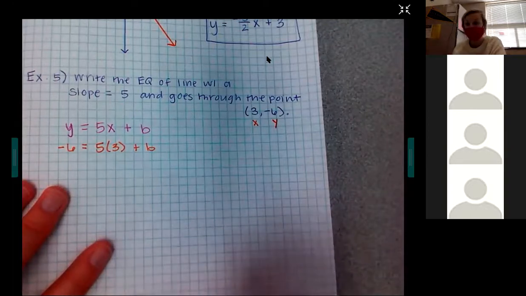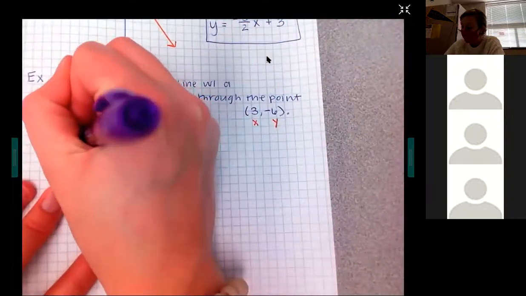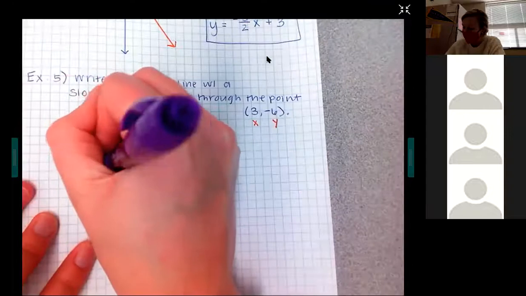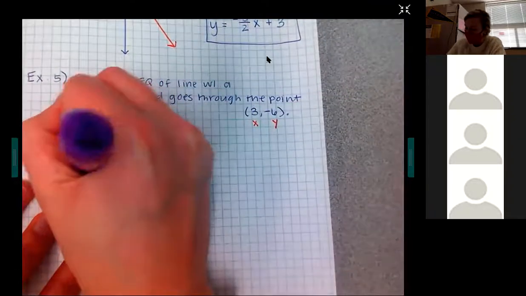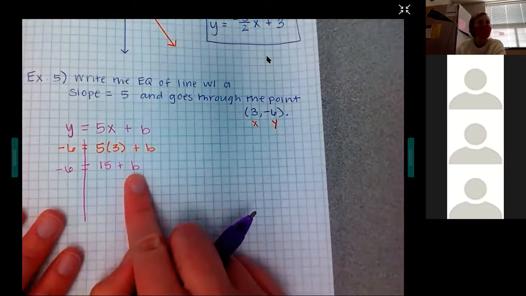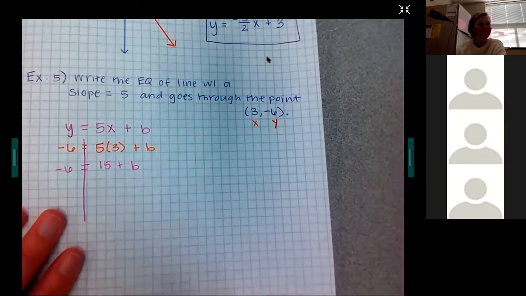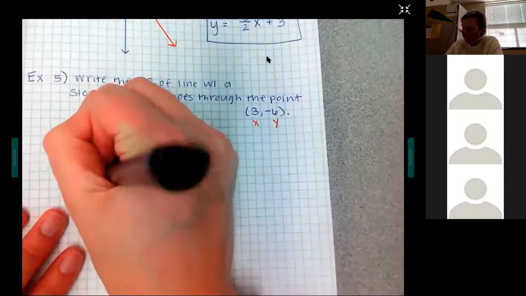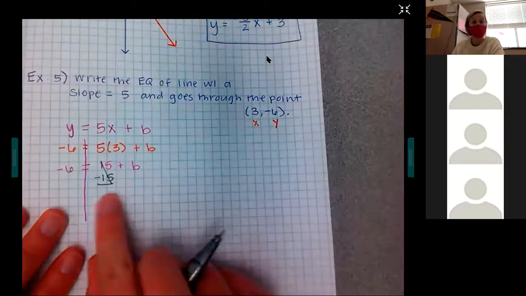All right, online people, remember if you have a question to unmute. What's 5 times 3? 15 plus b equals -6. How do we get b by itself? Subtract what? Good job, Kiera. Subtract 15. Because the 15 was adding to the b, so we're going to subtract it.